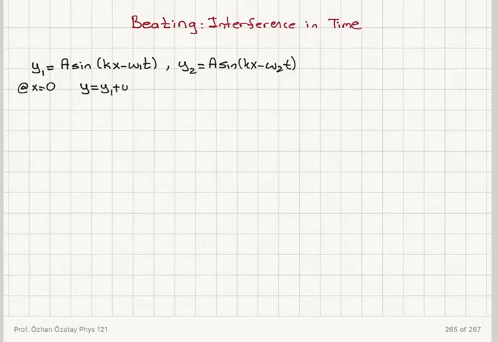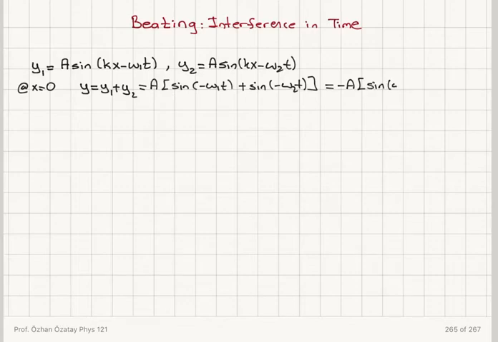Using the superposition principle, the resultant wave function y1 plus y2 is equal to A sine(minus omega 1 t) plus sine(minus omega 2 t). So this will give me minus A times sine omega 1 t plus sine omega 2 t.